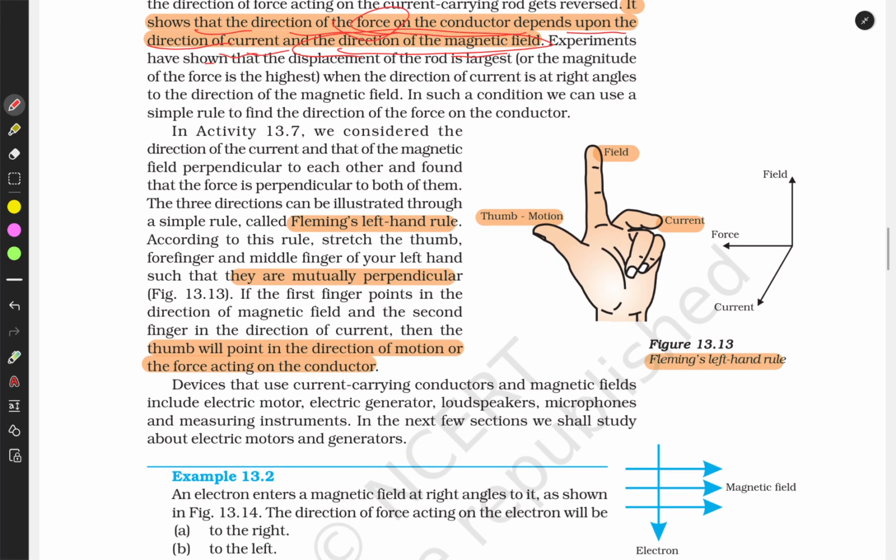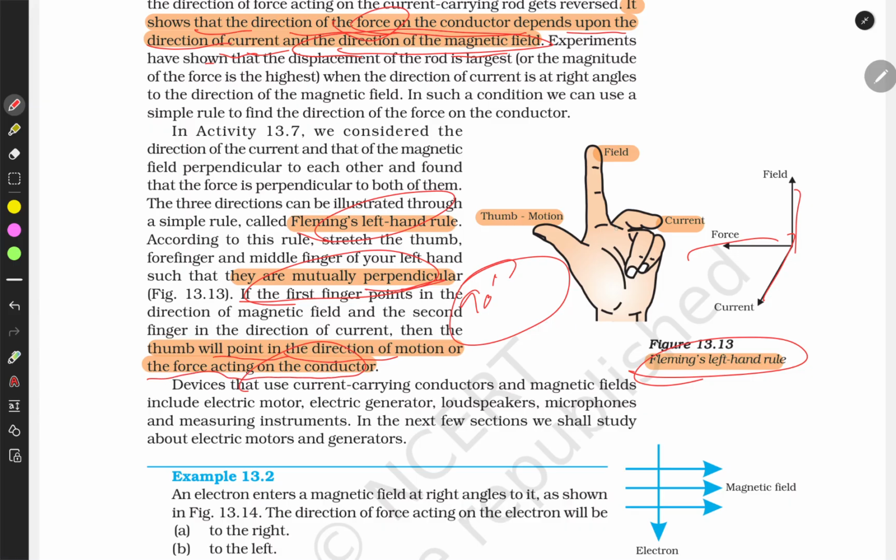The force can be known by Fleming's left hand rule, and all the forces, field lines and currents are mutually perpendicular to each other. That means they each form a 90-degree angle with each other, and the thumb will point in the direction of the motion or the force acting on the conductor.